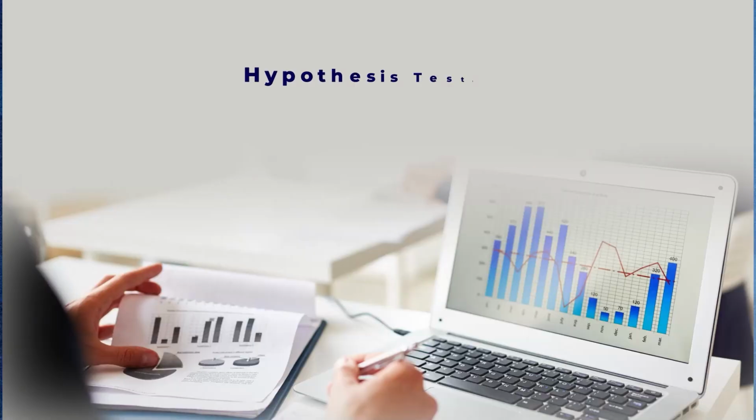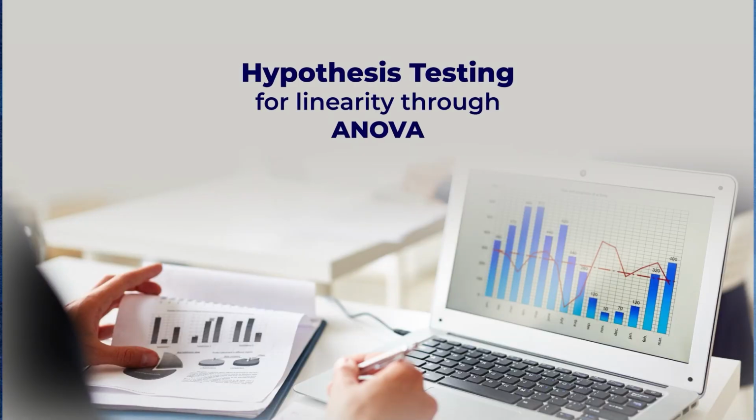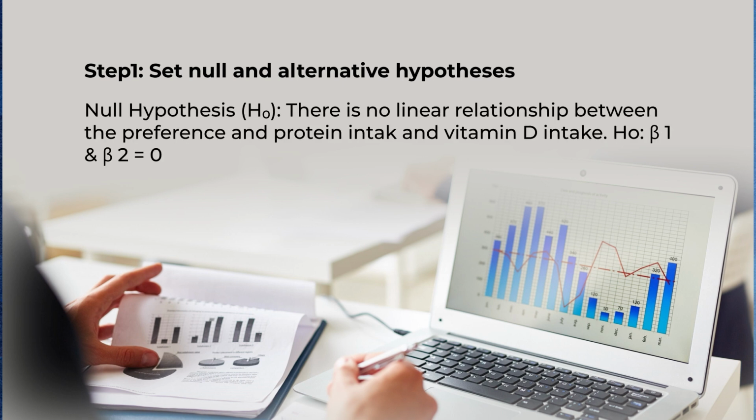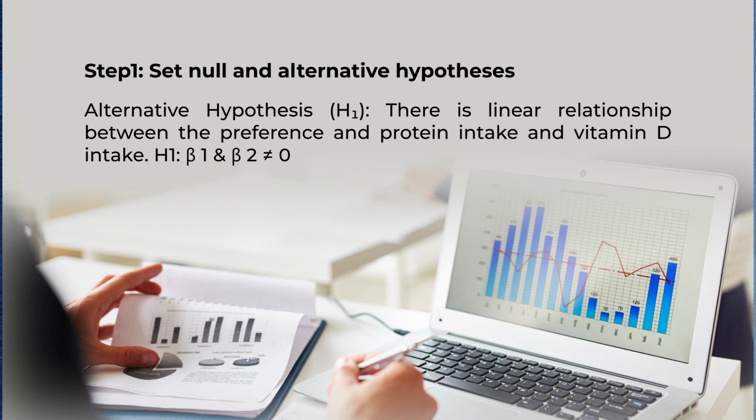Now see the hypothesis testing for linearity through the ANOVA. As we know, step 1 is to set the null and alternative hypotheses. Here the null hypothesis is that there is no linear relationship between the preference and protein intake and vitamin D intake. That means H0: beta 1 and beta 2 are equal to 0. And the alternative hypothesis H1 is that there is a linear relationship between the preference and protein intake and vitamin D intake, and it can be represented as H1: beta 1 and beta 2 are not equal to 0.